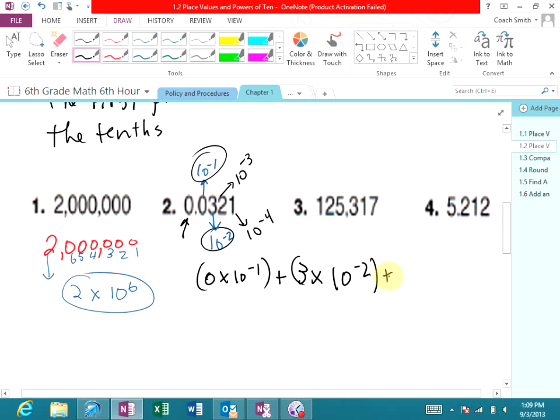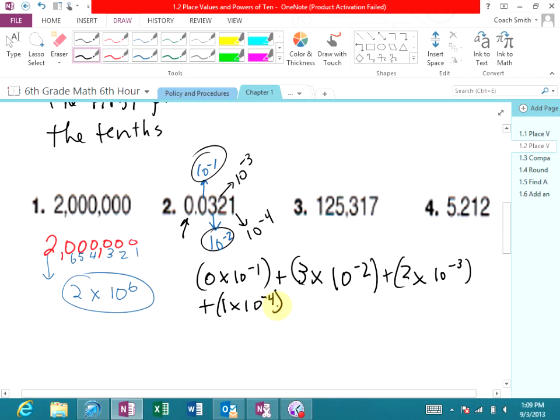Okay? Plus, the next number I have is 2 times what? Lily? Yes, 2 times 10 to the negative 3rd power. Okay? Plus, I'm going to put it down here below it. Plus my last digit, which is 1 times 10 to the what? Gabby? 10 to the negative 4? Yes, 10 to the negative 4 power. Okay? So that's it. You're done.